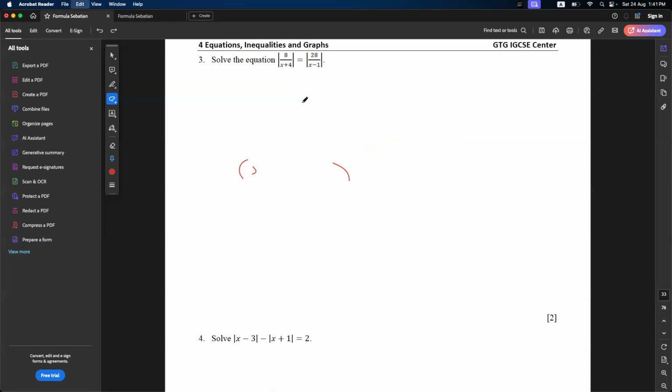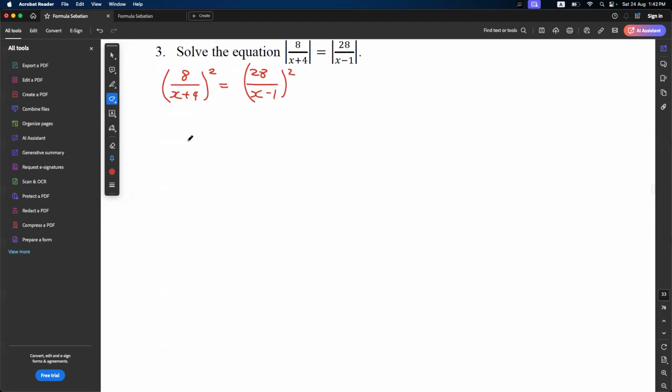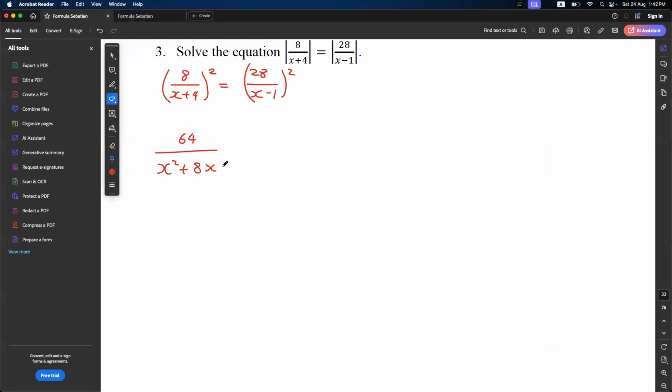I'm going to start writing down the working, guys. You can take whatever time you want. I might be wrong, I think. What's 28 squared? 784. Can 64 be divided by 784?